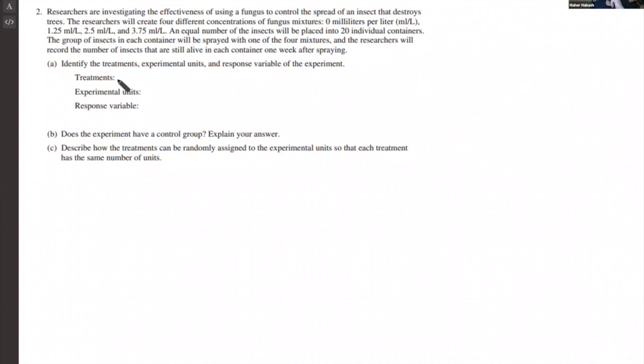Okay, anyone have the treatments? Wouldn't the treatments just be the different concentrations? Exactly. So treatments, the 4 different concentrations, then go ahead and list all 4 of them and full points. Whenever anyone's ready for experimental units, go for that.